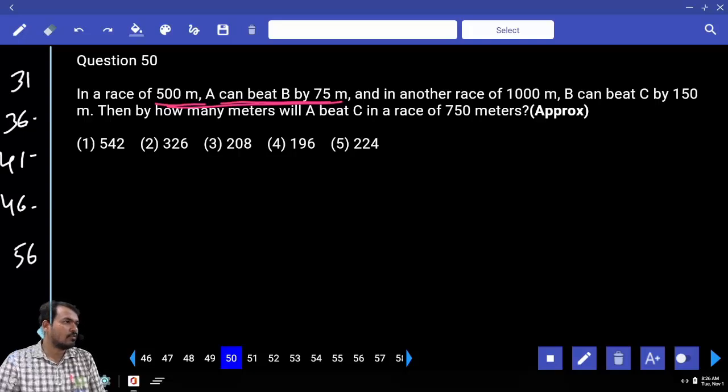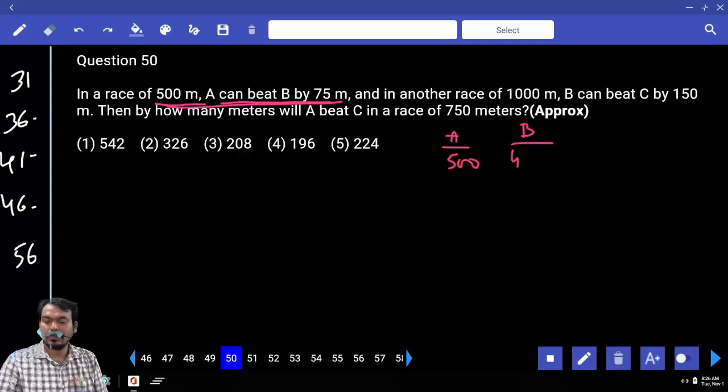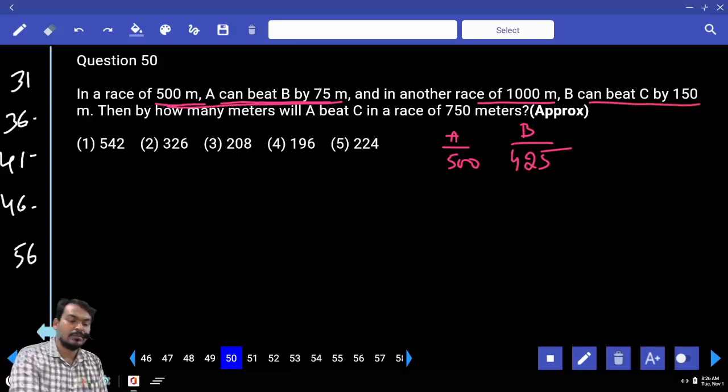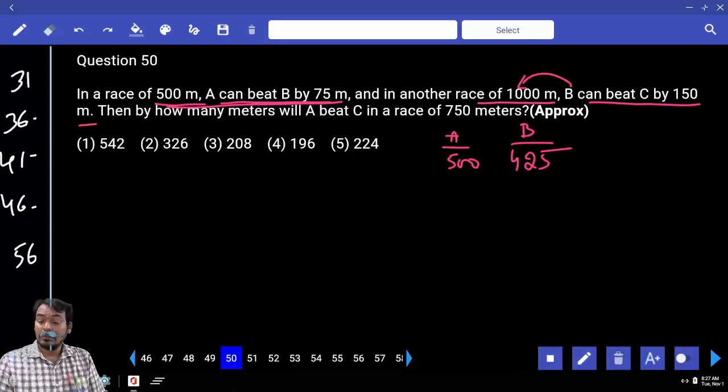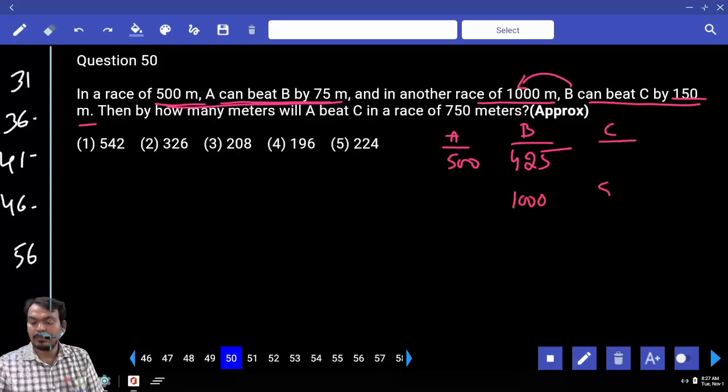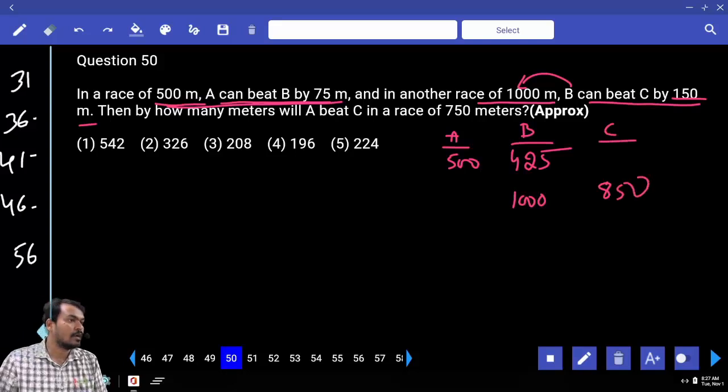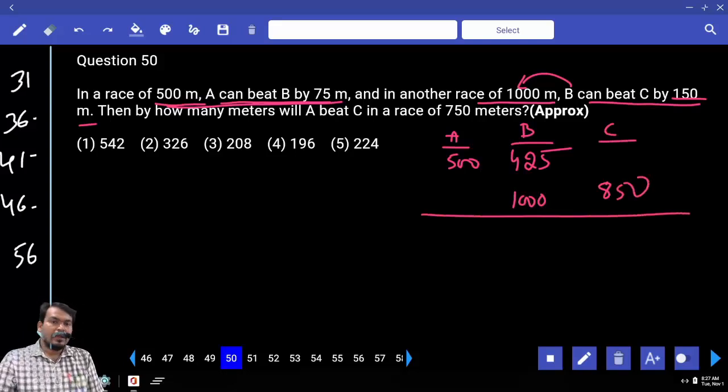First, the general procedure. A is 500 meters. If B, 425 meters. Okay. Second one. In a race of 1000 meters, B can beat C by 150 meters. First person 1000 meters, second person 1000 minus 150. Means B is 1000 meters, and C is 850. Next, 500, 425, 1000, 850.